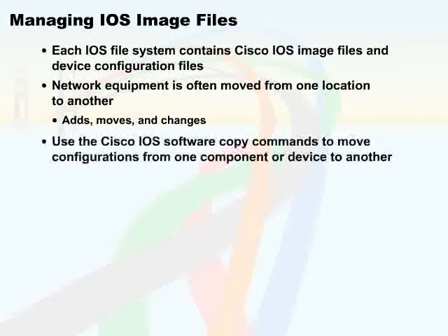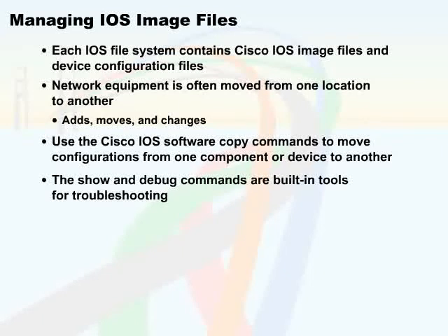You can use the Cisco IOS software copy commands to move configurations from one component or device to another, such as RAM, NVRAM, or a file server. You can also use the show command to display static information and use the debug command to display dynamic data. The show and debug commands are built-in tools for troubleshooting.